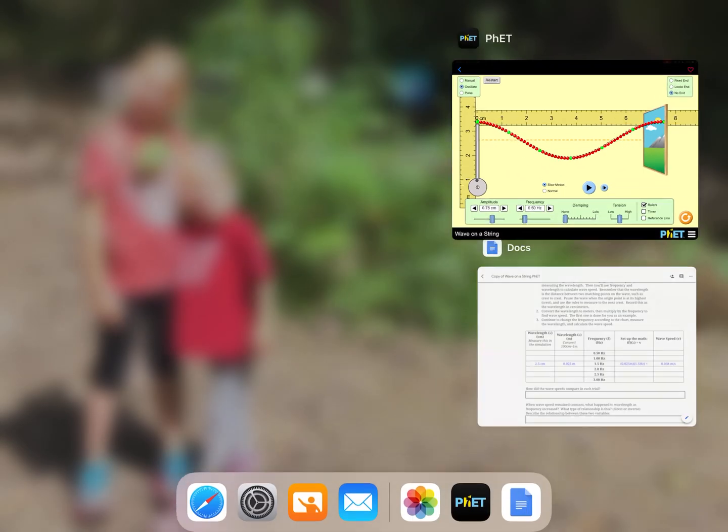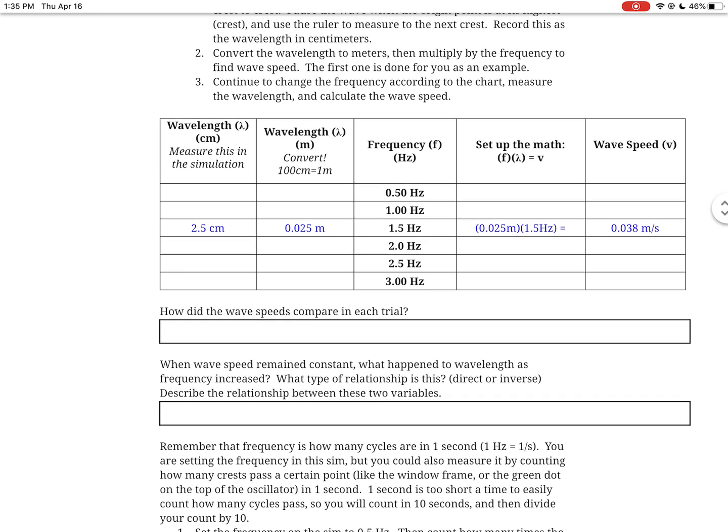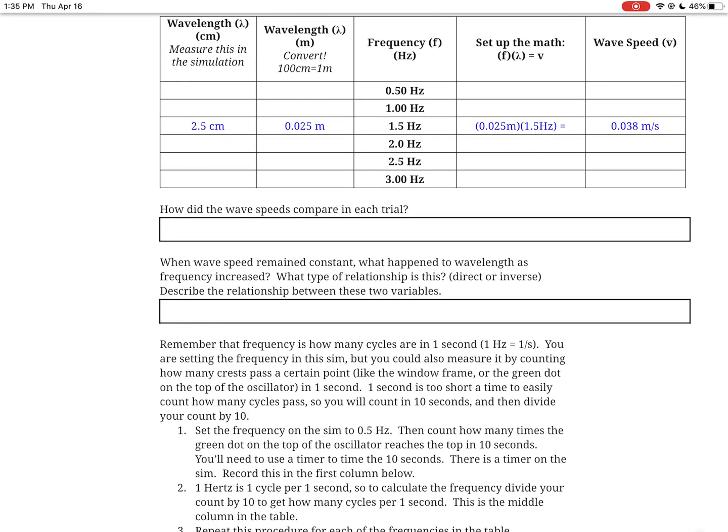You would enter that into the wavelength in centimeters, convert it to meters, set up your math for frequency times your wavelength, and calculate your wave speed. Then you're going to answer 2 questions here about the relationship between wavelength and frequency.